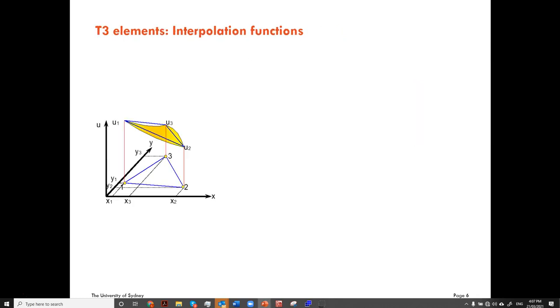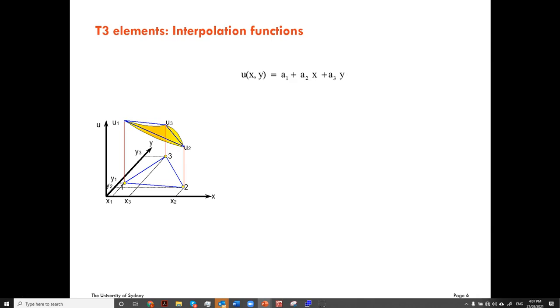Let's start with the simplest element, that is a T3 element. This element has 3 nodes, and the displacement is assumed to be a linear interpolation. So here I'm showing the x displacement as a function of x and y. It's going to be a surface in 3D. But we are going to assume a linear interpolation, so it means that the displacement in x is going to be a straight surface, a plane in 3D that is represented by this blue triangle.